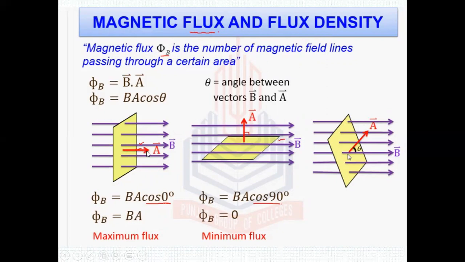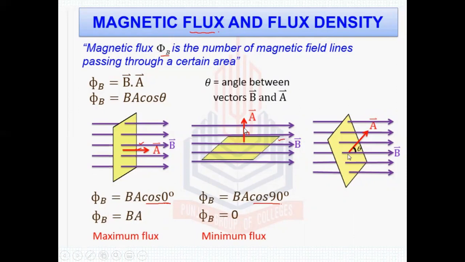Okay, the area vector of the loop, denoted by A, is parallel to the magnetic field lines, denoted by B here. So these are parallel. When they are parallel, the angle between these two will be 0, and in this case the magnetic flux passing through the surface of the loop will be maximum, which is BA. Maximum flux will pass when the angle between the area vector and the magnetic field lines is 0.